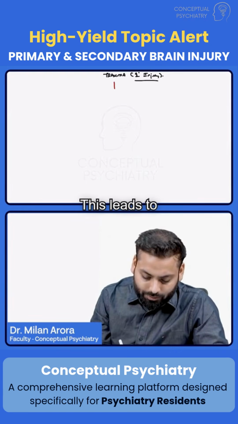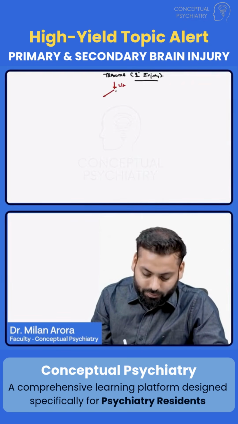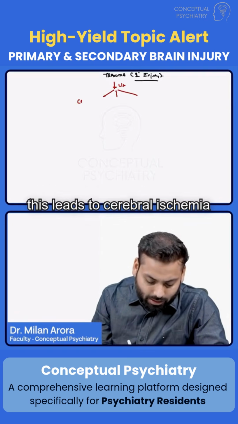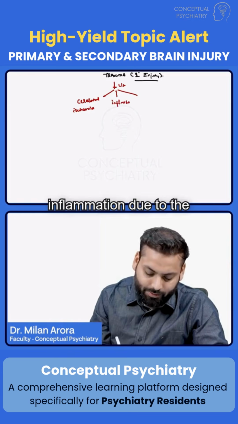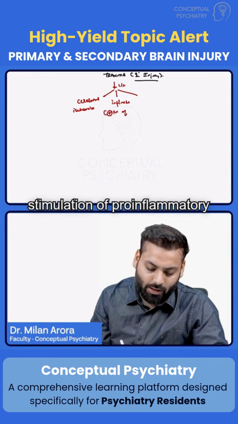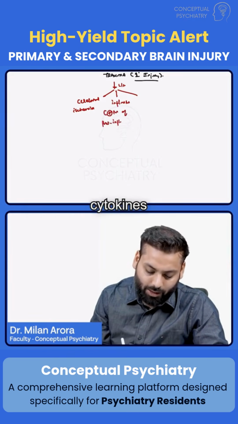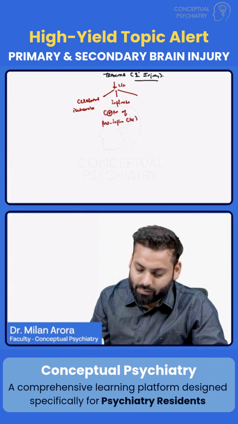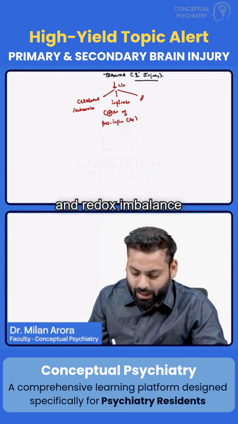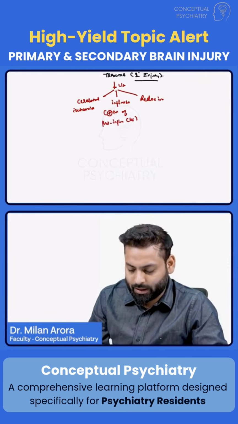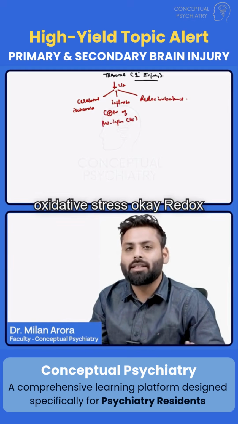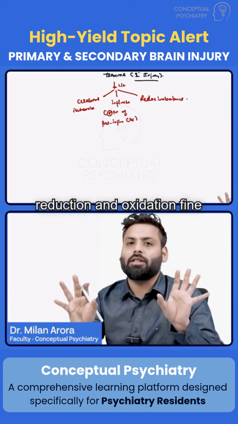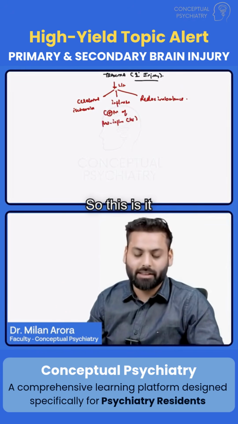This leads to cerebral ischemia, inflammation due to the stimulation of pro-inflammatory cytokines, and redox imbalance. Redox imbalance. Basically, I'm going to talk about oxidative stress. Okay, redox, reduction and oxidation. Fine. So this is there.